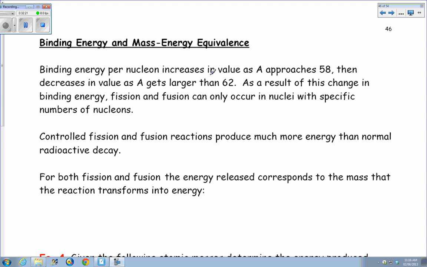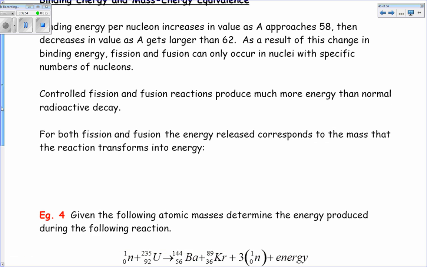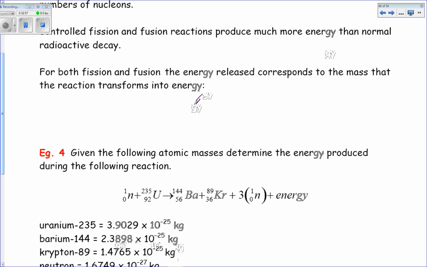The binding energy per nucleon increases in value as your atomic mass number approaches 58, then decreases in value as the atomic mass number gets larger than 62. As a result of that change in binding energy, fission and fusion can only occur in nuclei with specific numbers of nucleons. Controlled fission and fusion reactions produce much more energy than normal radioactive decay. For both fission and fusion, the energy released corresponds to the mass that the reaction transforms into energy, so delta E equals delta m c squared.